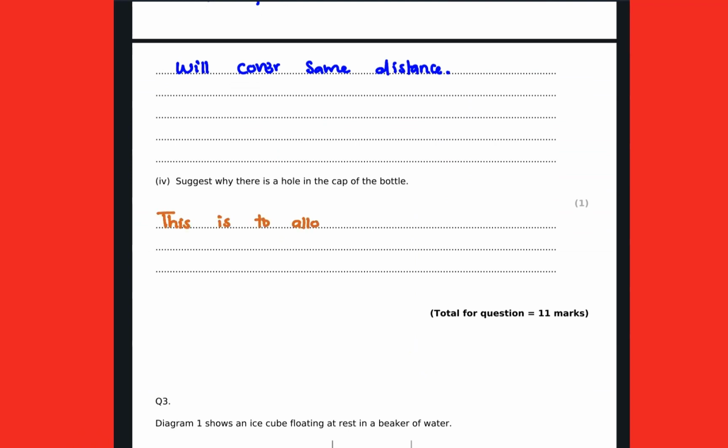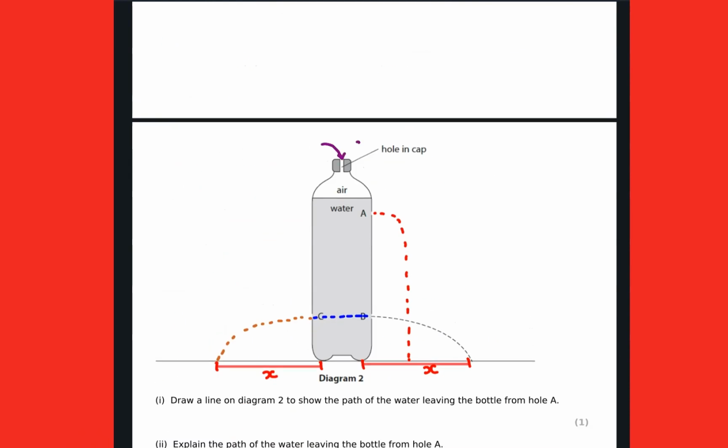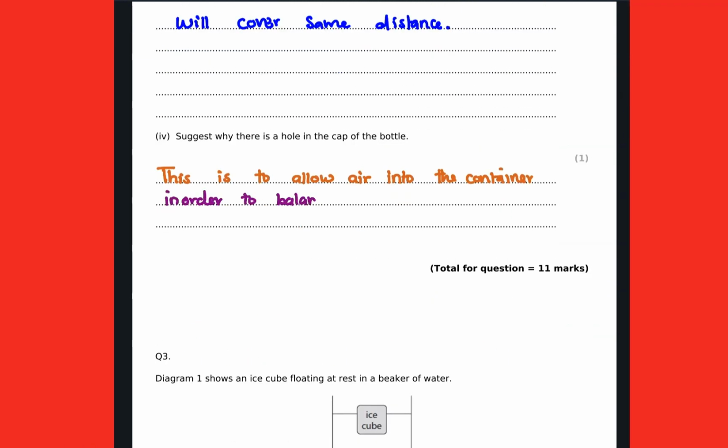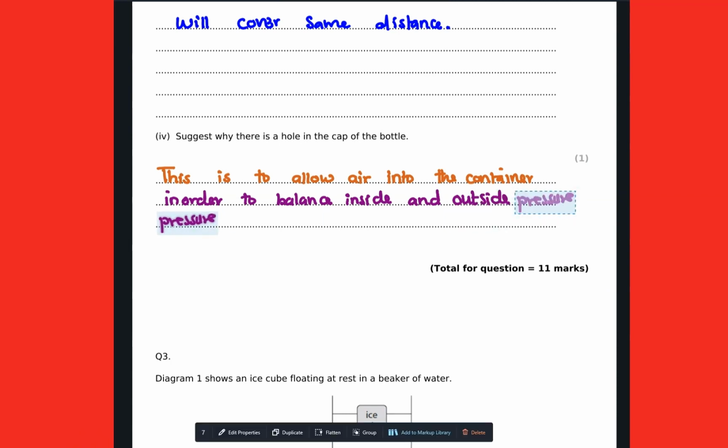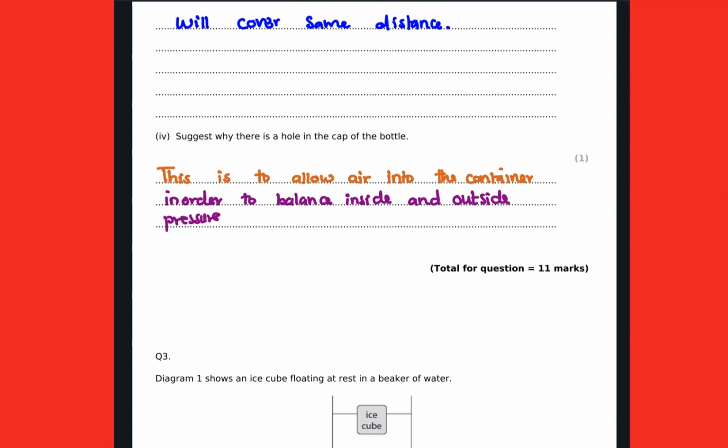Oh, there is this question also. We were supposed to suggest why there is a hole in the cup. That one is to allow air to flow into the container so that atmospheric pressure can act on the surface of the water there. So once air is coming in, water can flow out. And for that reason, atmospheric pressure will be acting on the top of the surface of the water, so that there is a balance between inside and outside pressure. I believe that is well understood.